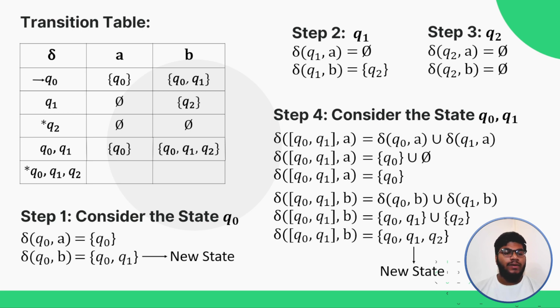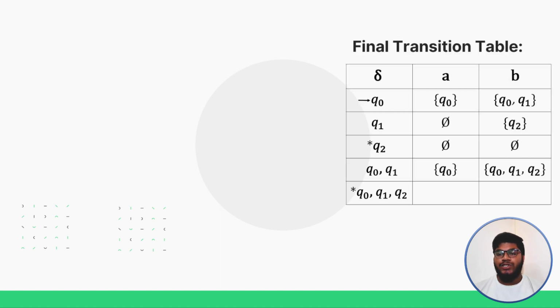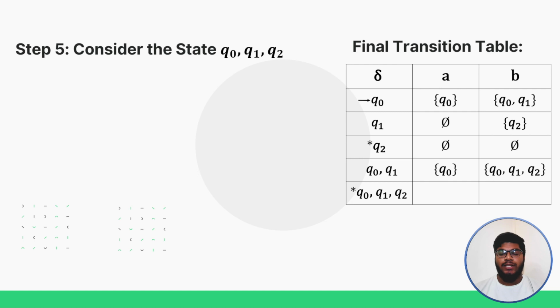Now in step 5, we take the new state, that is Q0,Q1,Q2. Before step 5, let us consider the transition table which we created from the previous slide. This is the final transition table which we created from the previous steps and the diagram. Now we take Q0,Q1,Q2 as the new state in step 5.